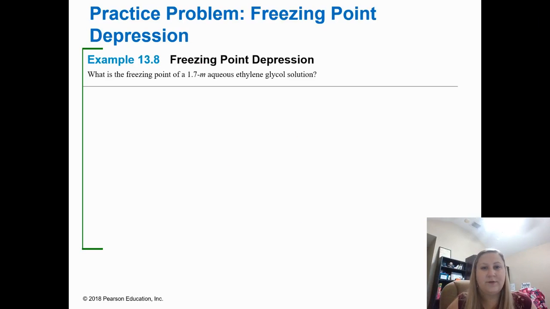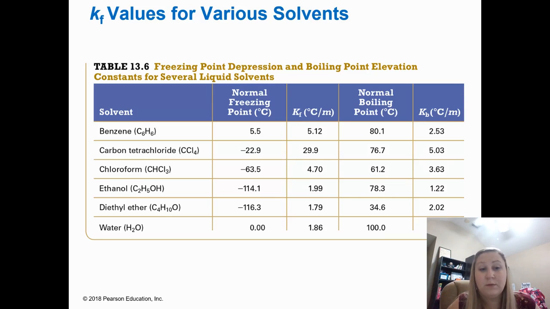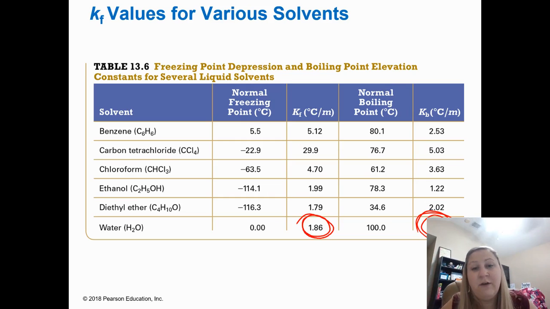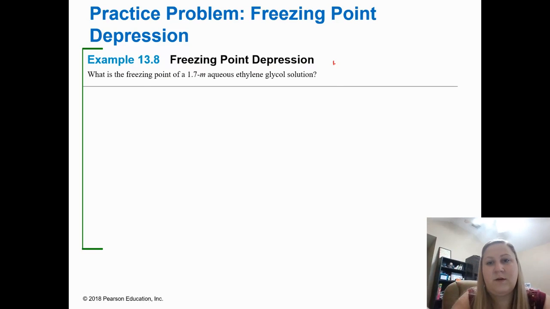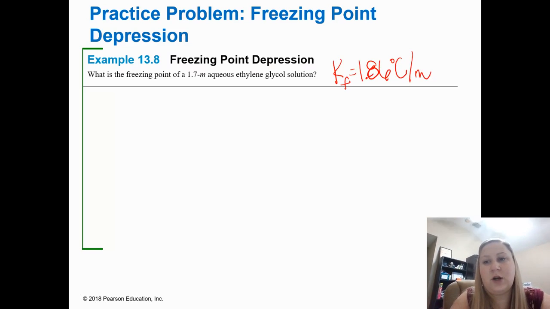Okay, so what's the freezing point of ethylene glycol solution? I do want y'all to note that normally we're dealing with water. So these are the main values we're going to use because we're only going to use water. This one is freezing, so we're using the Kf, not the Kb, because Kb is for boiling. So I'm going to write Kf is 1.86. Remember, that's degrees Celsius per molal, small m.